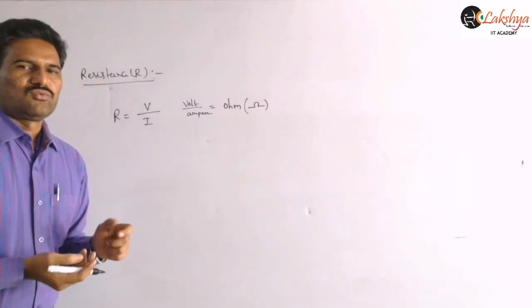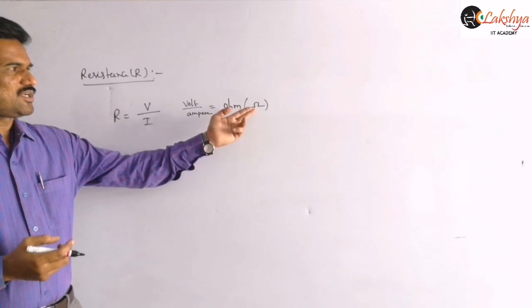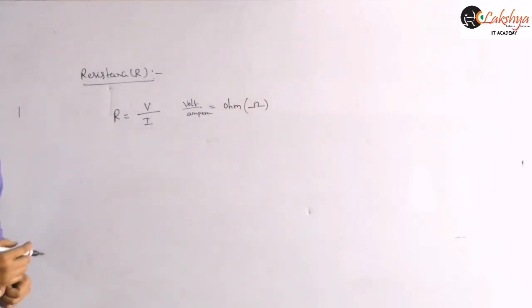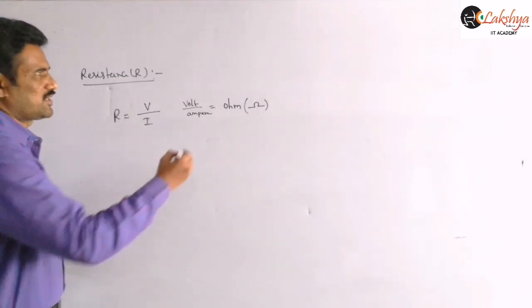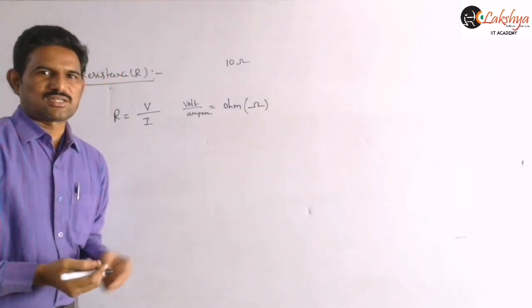And the symbol for this ohm is like this. Ohm is the name of that scientist, and the symbolic representation of this ohm is like this. We represent it with that omega. So that is a resistance unit. Suppose if the resistance is 10 ohms, we just write like this. So that indicates it is 10 ohms.